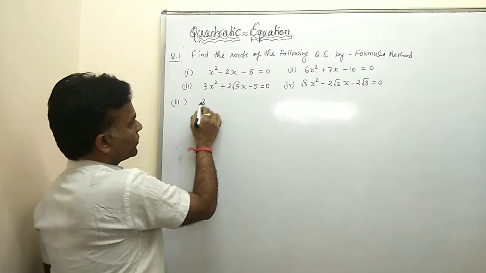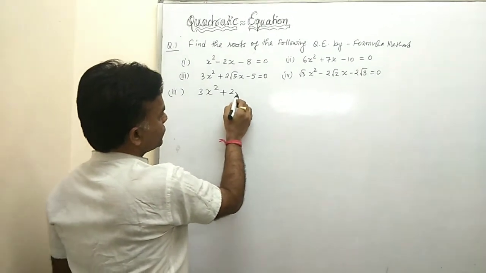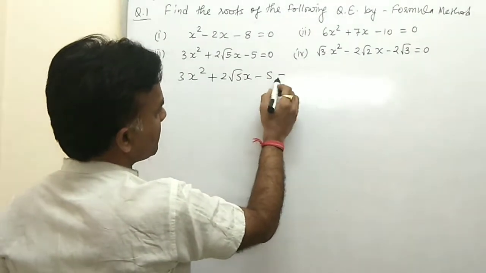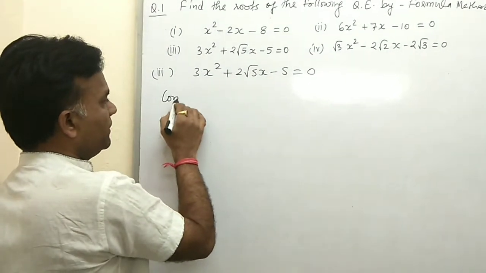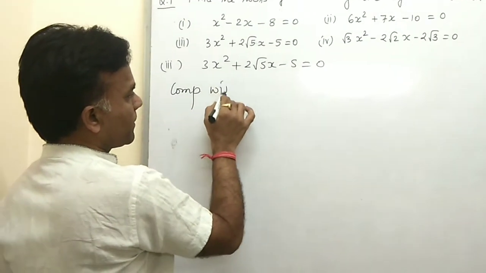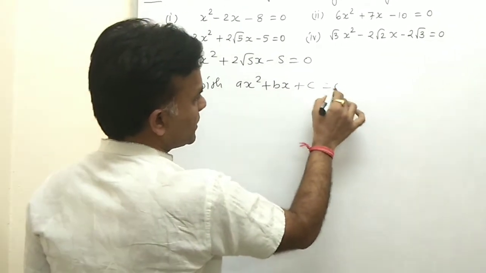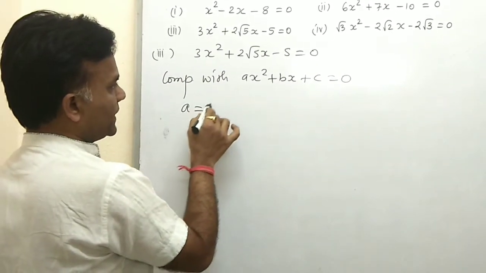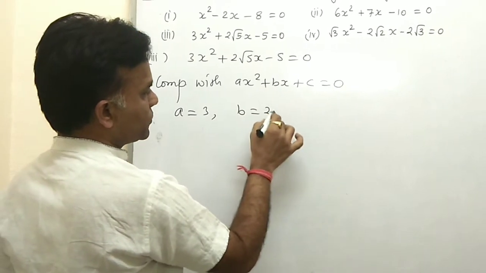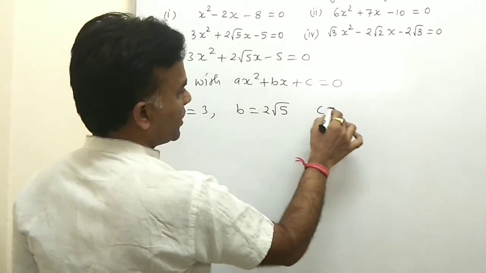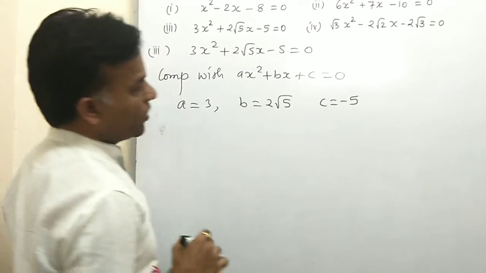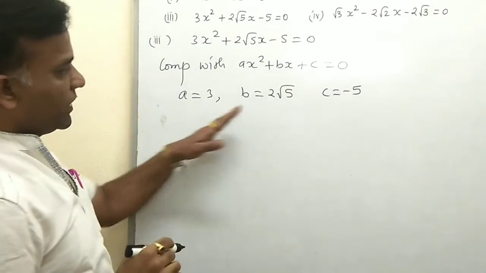Third part we have 3x² + 2√5x − 5 = 0. Again compare with ax² + bx + c = 0. The value of a is 3, the value of b is 2√5, and the value of c is −5. Okay, so now we have the values of a, b, c.